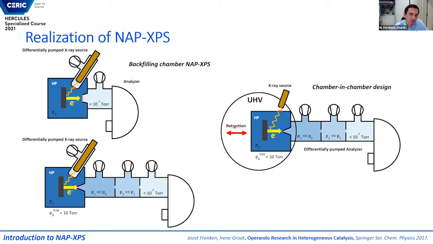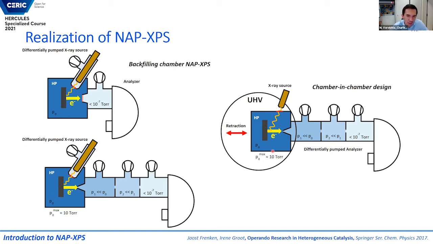So in this case, people prefer to use another design, which is called chamber-in-chamber design, where you have a small chamber inside a normal standard UHV chamber. When you need to do a near ambient pressure study, you simply approach the analyzer with the sample and the cell, you dock this cell to the analyzer, and then you do NAP XPS.